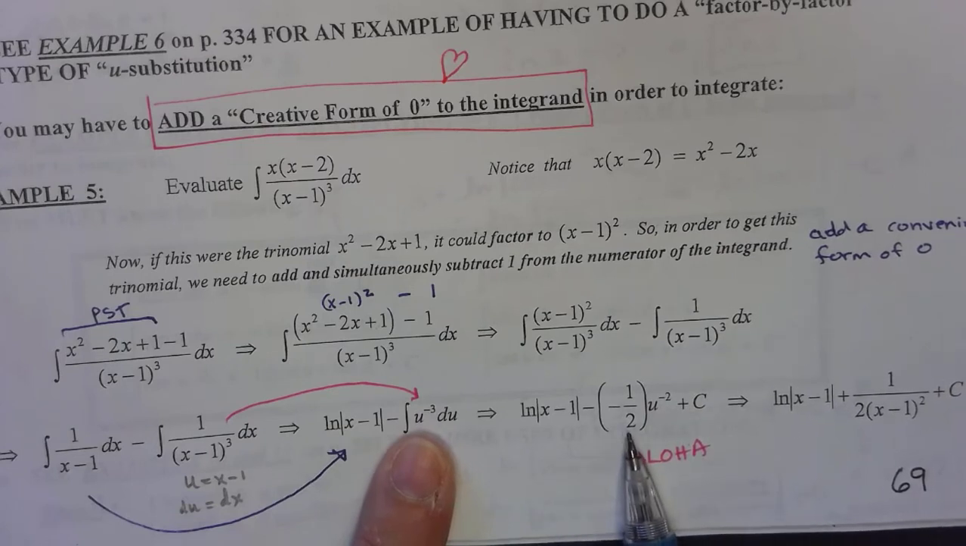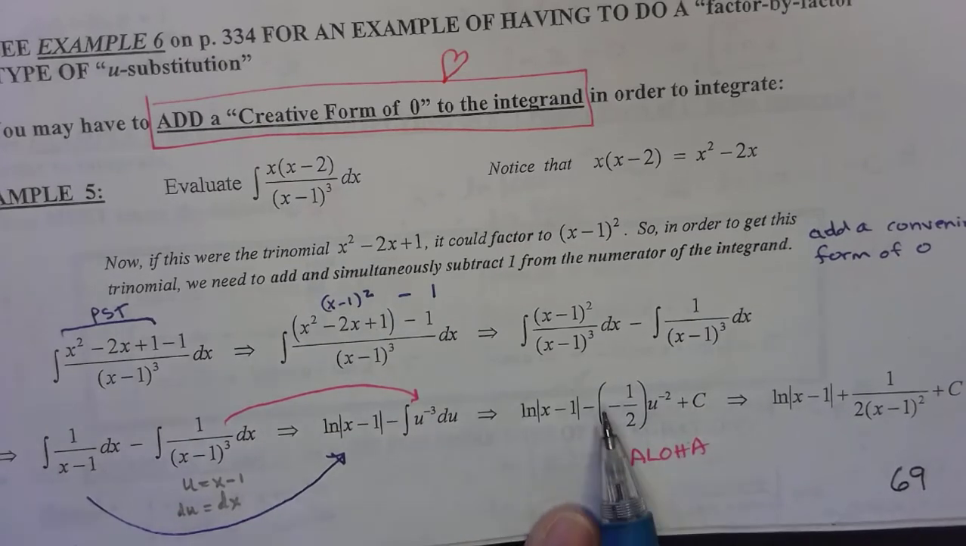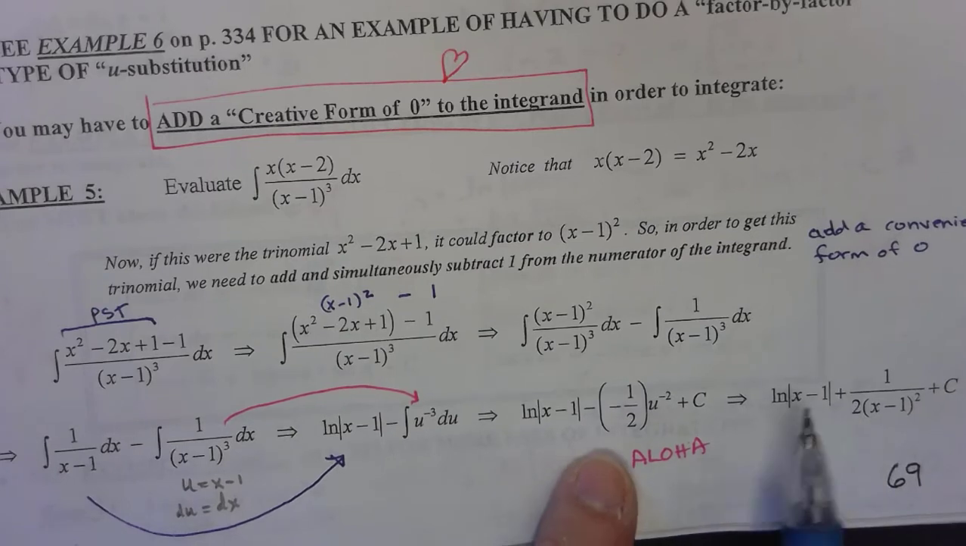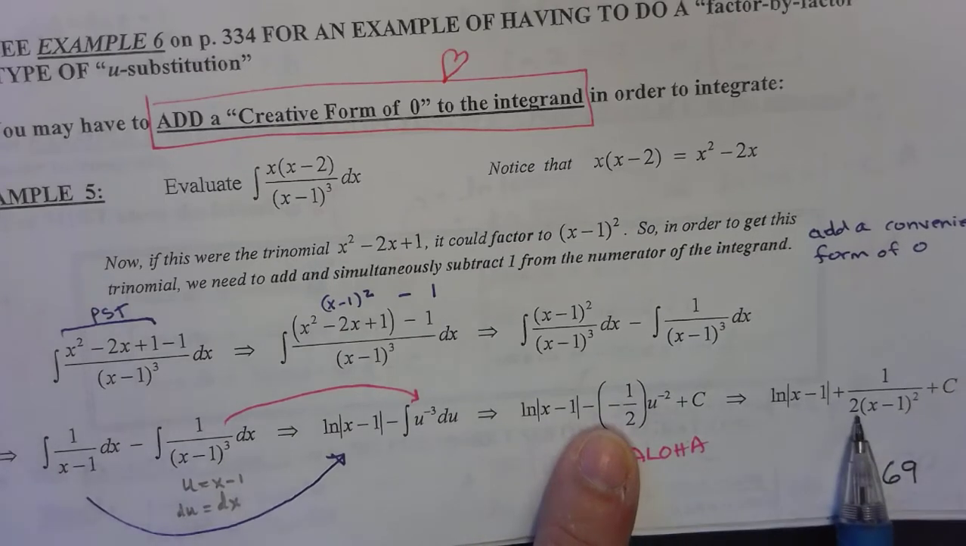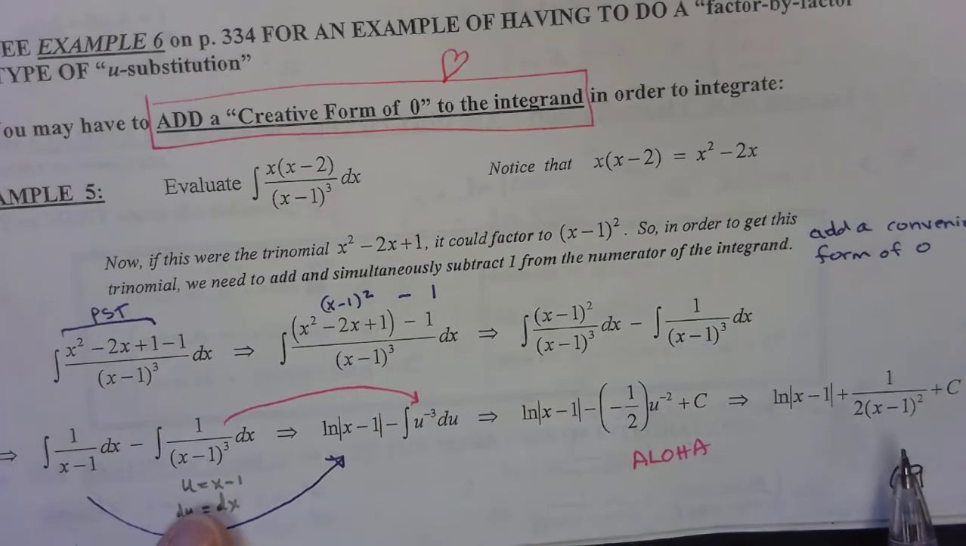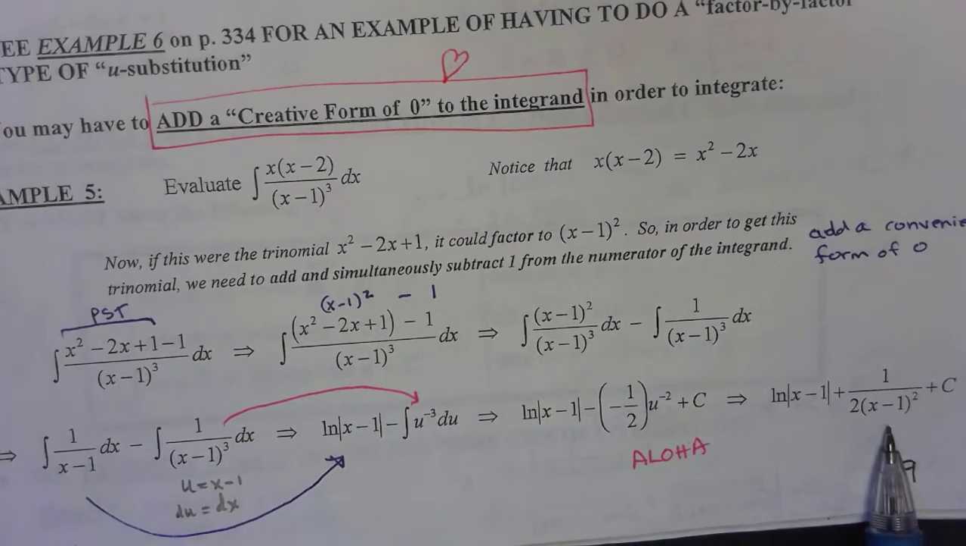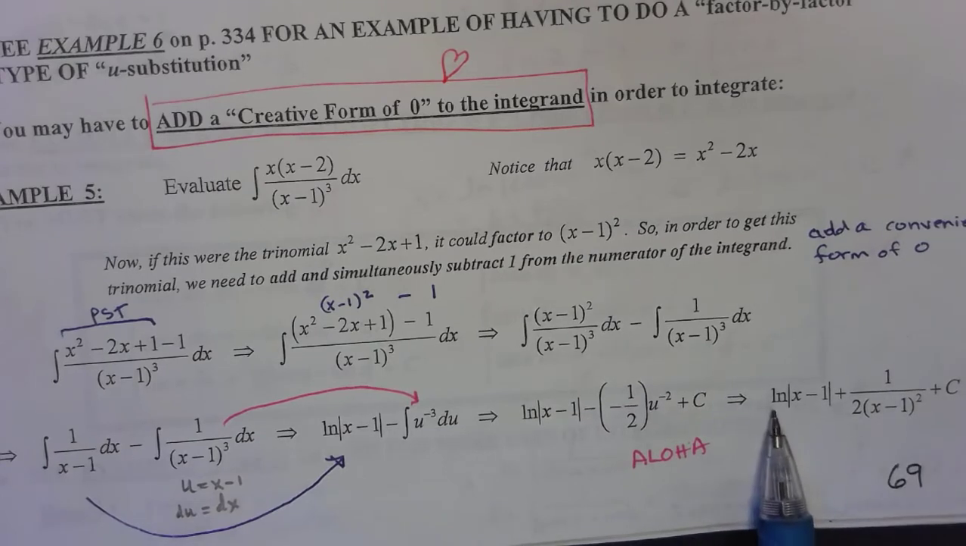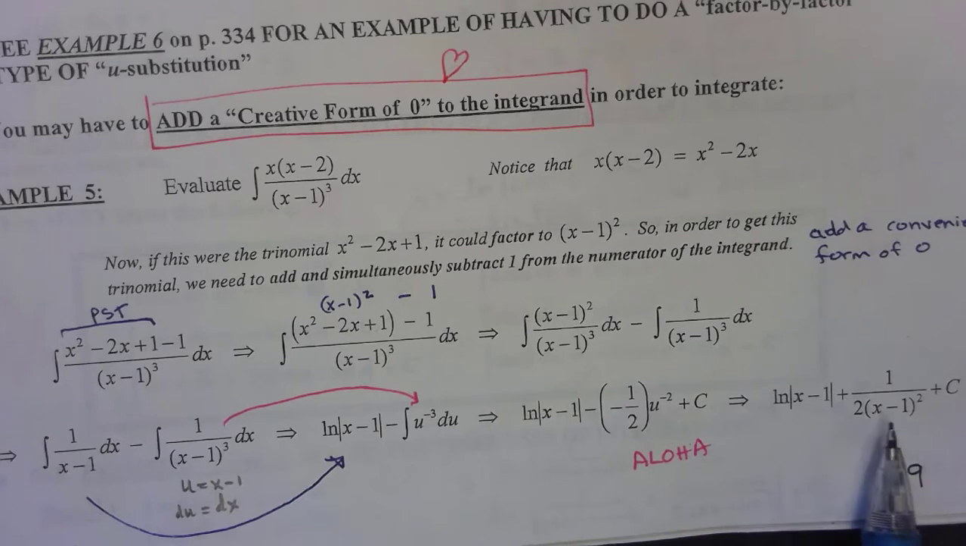So we have this. Got some aloha going on here. Minus minus gives me a plus. The 2 stays on the bottom. And now my u, which is a negative 2 exponent, comes to the bottom. And my u was, for this part of the problem, x minus 1. So here's our final answer. The natural log of the absolute value of x minus 1 plus 1 over 2 times x minus 1 squared plus my C of frustration.